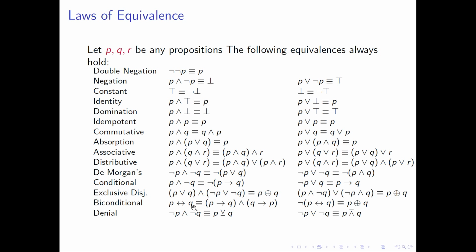The biconditional can be described as having both conditionals, or you could describe it as being the negation of the exclusive disjunction. And here we just finally define the denials, very similarly to De Morgan's law.